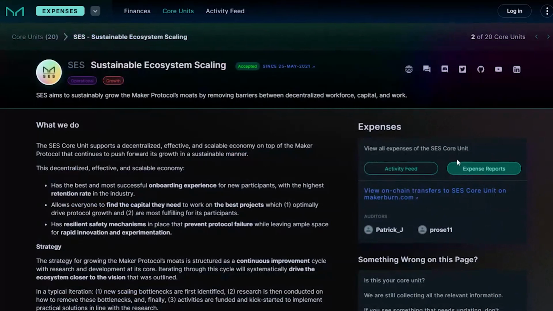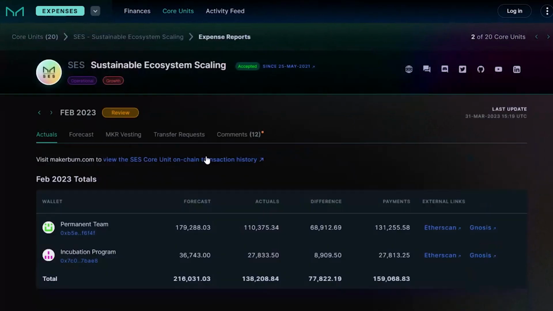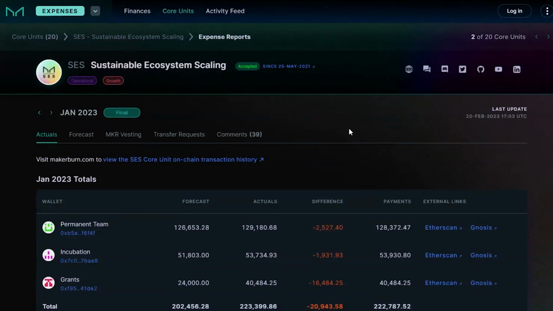And you mentioned the different budget categories, one being compensation and benefits. Do you want to walk through all the other ones? Yes, maybe we can have a look at my own core unit, the Sustainable Ecosystem Scaling core unit here. So what you will find on the expenses dashboard is that the core units do their budget reporting on a monthly basis. And I'll walk a little bit through the structure, because these expense categories that we were talking about are at the lowest level of the expense reporting.